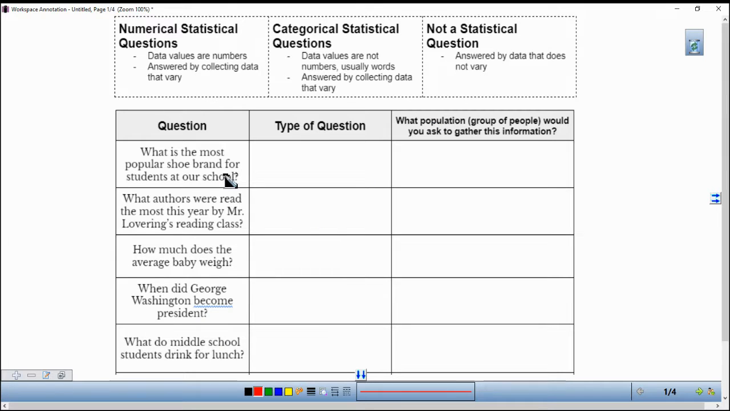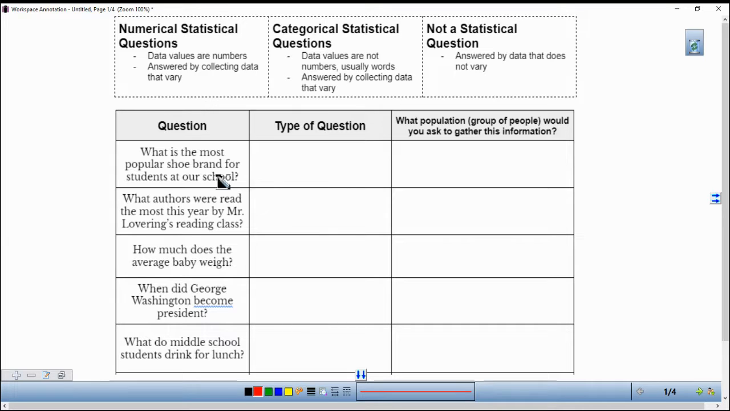So we're going to take a look at some questions. We're going to think about the type of question each one is, and also what group of people you'd ask to gather the information from. First one is this: what is the most popular shoe brand for students at our school? What type of question is it? It wouldn't be numerical because you wouldn't gather numbers. It maybe is categorical.